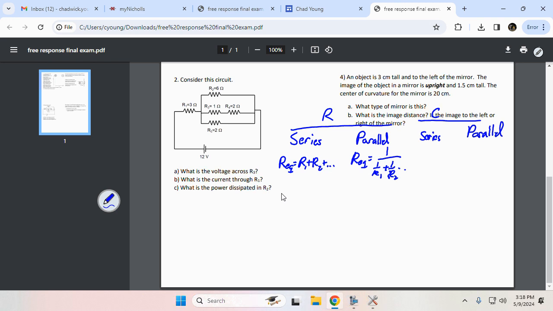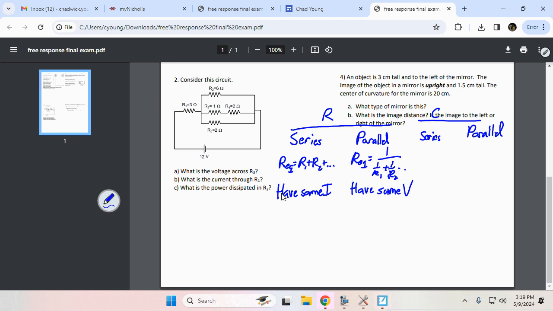All right, for resistors in series, they have the same current. For resistors in parallel, they have the same voltage. For resistors in series, the loop rule is true. That is that the total voltage is equal to V1 plus V2 plus however many resistors I have in series. That's what we call the loop rule. And then for parallel, the junction rule is true. That is that I total is equal to I1 plus I2 plus however many I have.